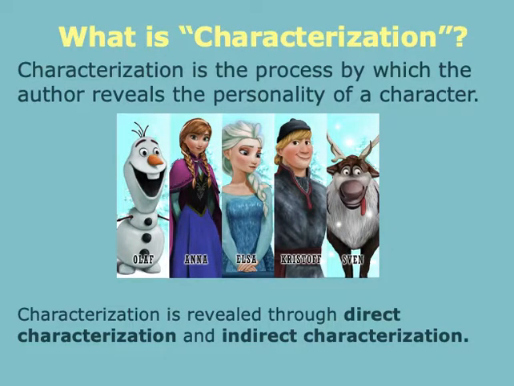Okay, so if you remember, we talked about what characterization was. And if you recall, I told you that characterization is the process by which the author reveals the personality of a character. And we also talked about how characterization is revealed through what's called direct characterization and indirect characterization.